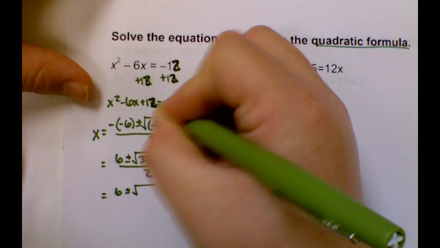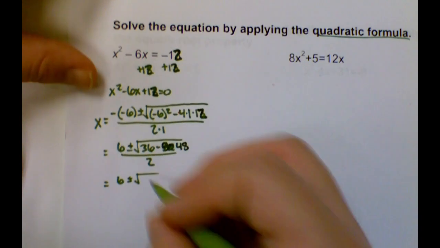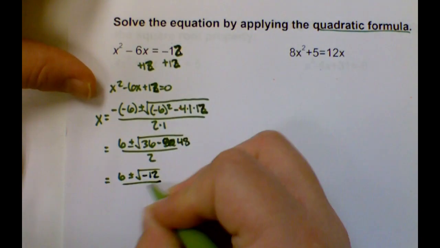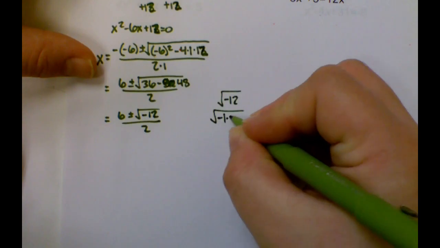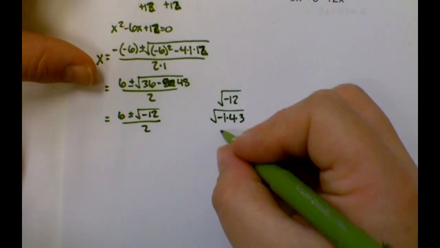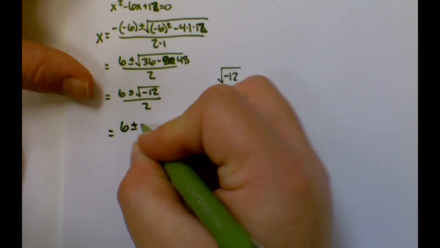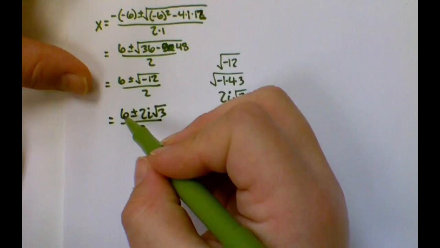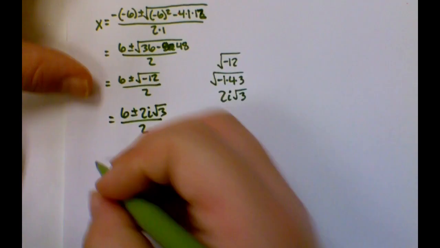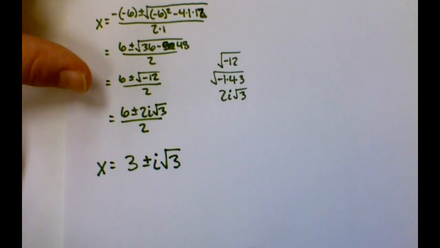We're going to change those all to 12s, which makes this 36 minus 48, which makes it the square root of negative 12 over 2. Now we have already simplified the square root of negative 12, but just to remind you, it's negative 1 times 4 times 3, which makes it 2i square root 3. So I get 6 plus or minus 2i square root 3 all over 2. And I can divide the 6, the 2, and the 2 to get x equals 3 plus or minus i square root 3 as my 2 answers.